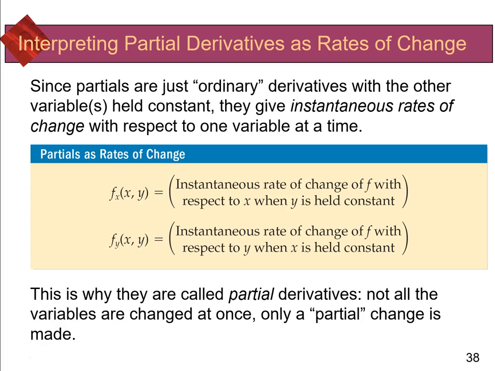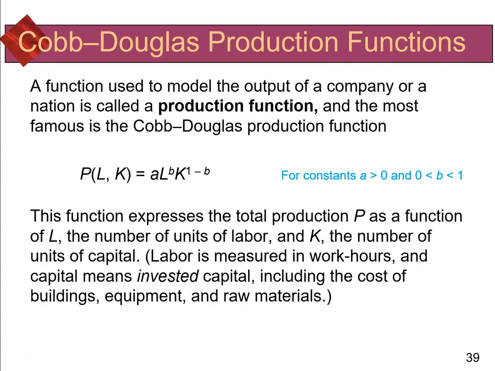So, for instance, if I was looking at production in terms of L and K, this is the Cobb-Douglas production function. I'm not going to do a lot of examples with this until we get to situations where they want us to do more with it. Basically, we have L, which represents units of labor, and K represents the number of units of capital. So it gets similar to what we used to do for related rates.